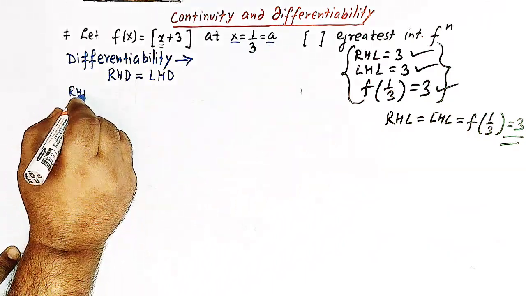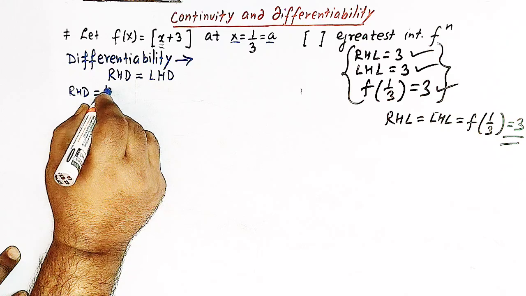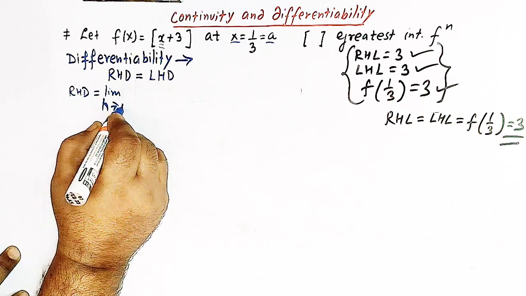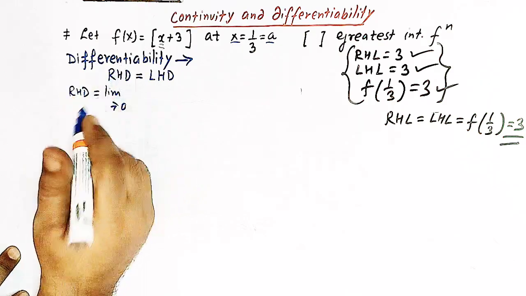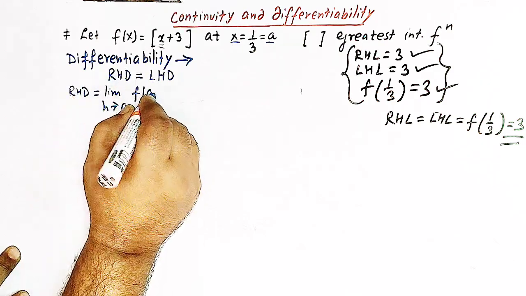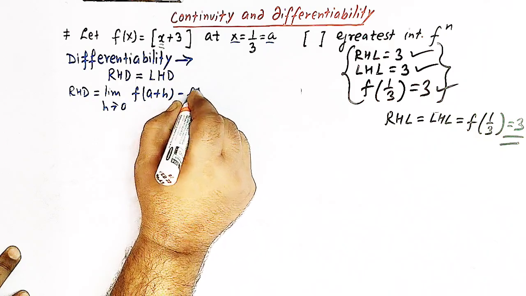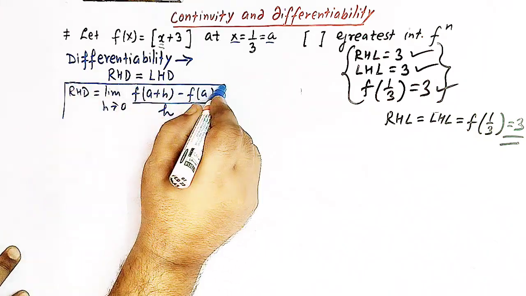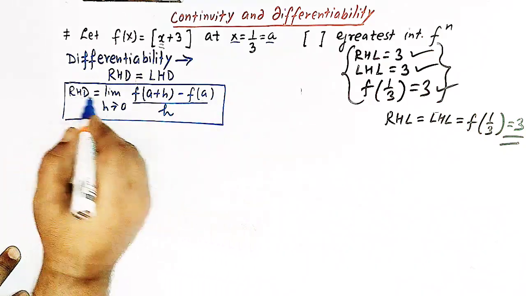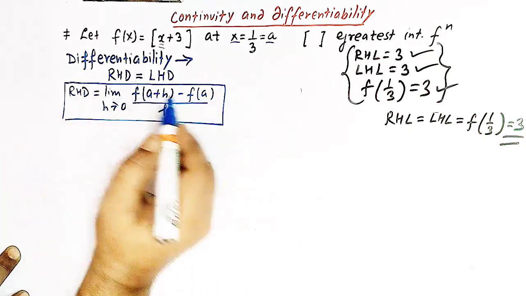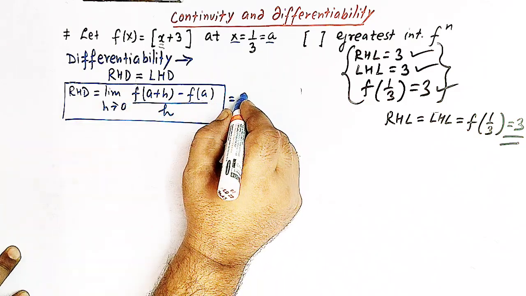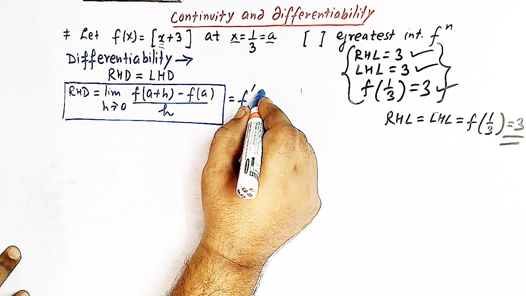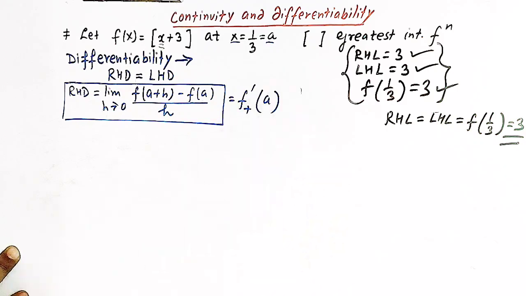So the definition of right hand derivative is given by this limit, that is limit h tends to 0, and here we have f of a plus h minus f of a divided by h. So this limit gives us the right hand derivative at this point x is equal to a. So this notation can also be used, f prime, and here we write a positive sign, and here we have a.